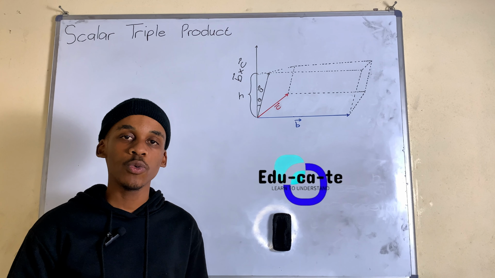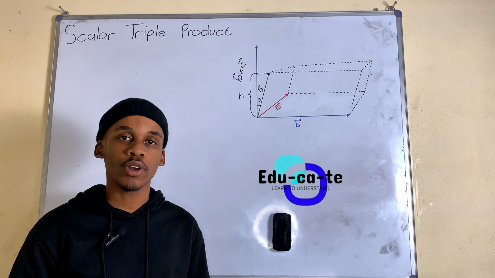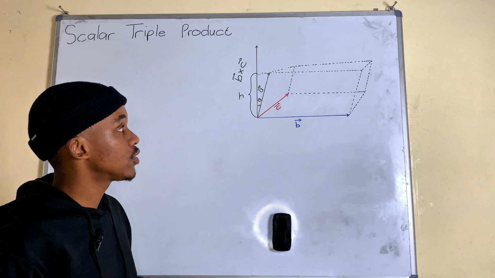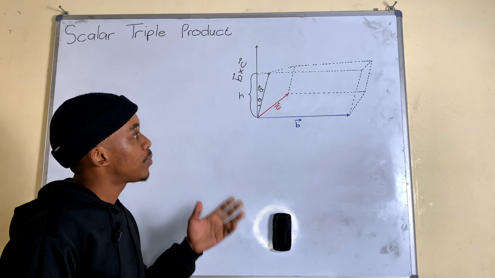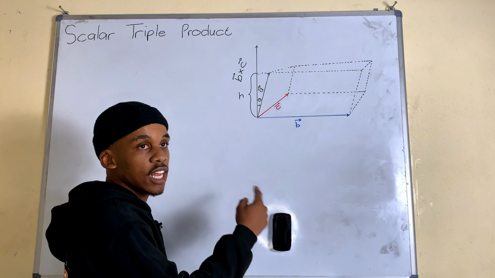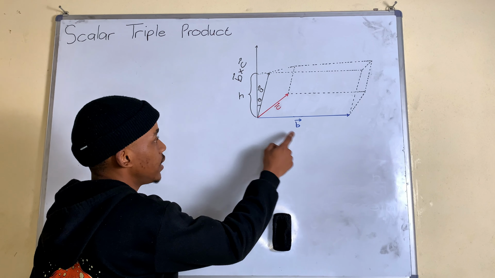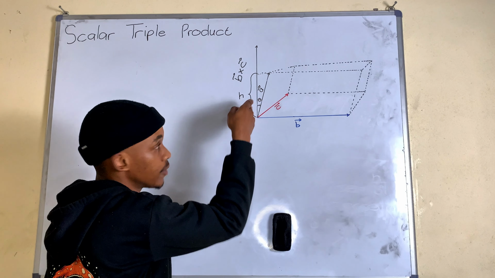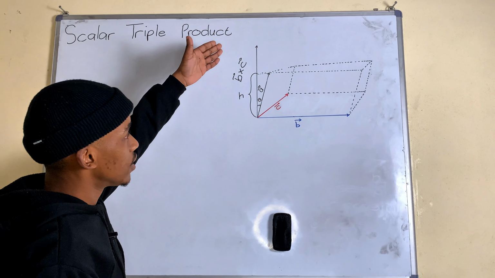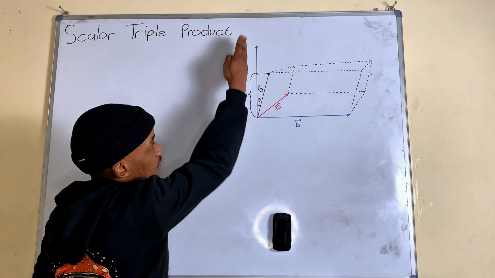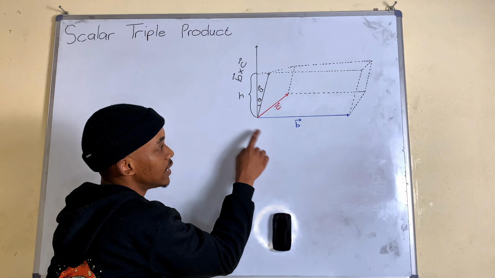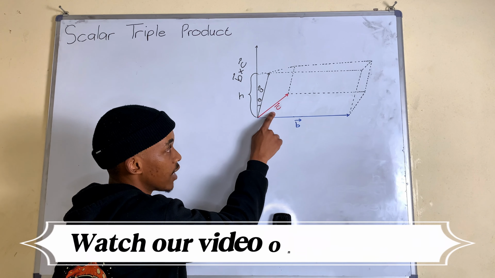In today's video, we'll be covering the triple scalar product. As you can see over here, we've got a parallelepiped shape which is made up of three vectors, being vector B, C and vector A. We also have the cross product of vector B and C, meaning that this vector over here is perpendicular to both vector B and vector C.